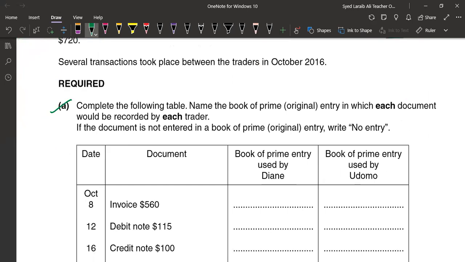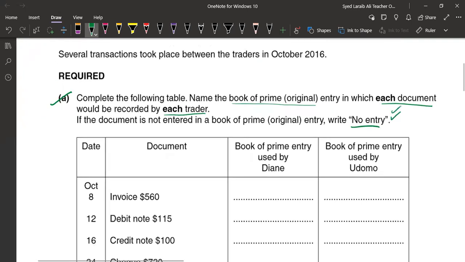The question says, complete the following table. Name the books of prime entry in which each document would be recorded by each trader. If the document is not entered in a book of prime entry, write no entry. Please remember that you need to identify the book of prime entry used by each trader, whether the customer or the supplier, and the documents are already mentioned. Now, where no book of prime entry is used, please write no entry, which will give you marks.